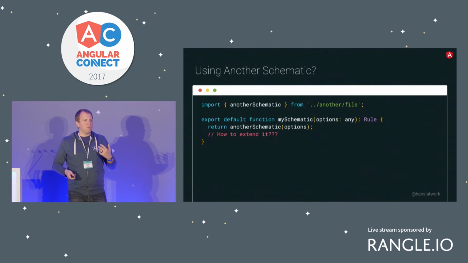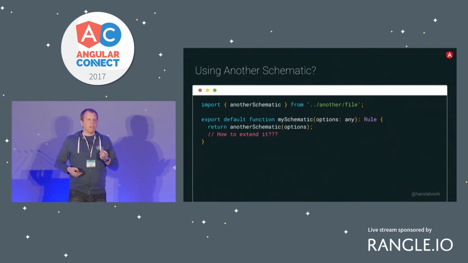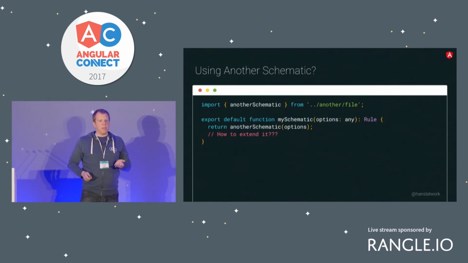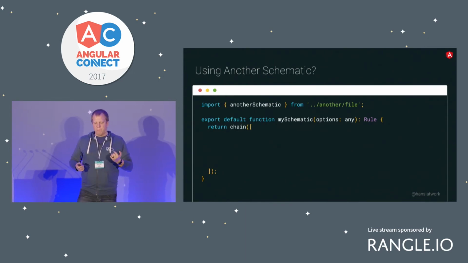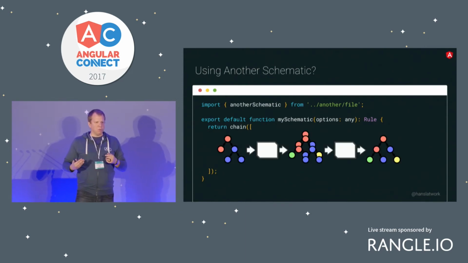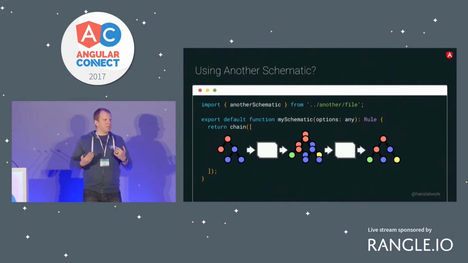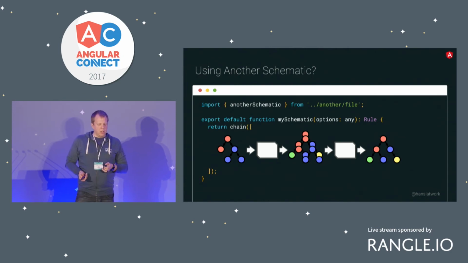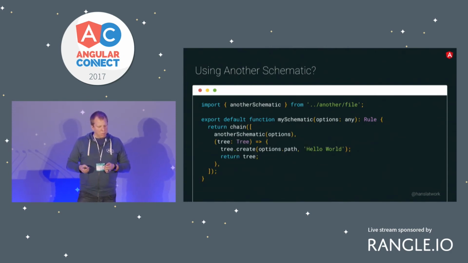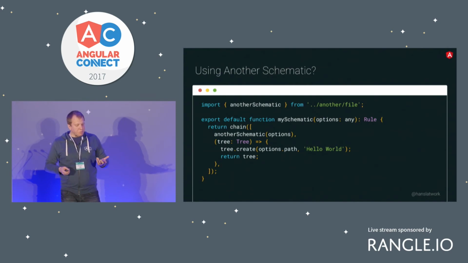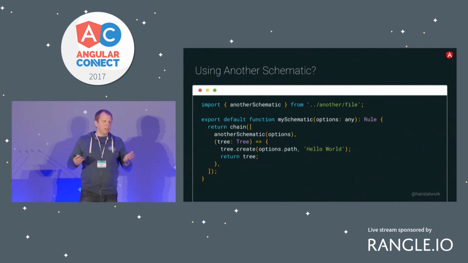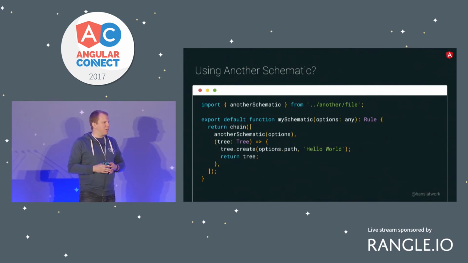But how do you extend it? Well, we provide a lot of basic rules for you that make composition and reusing really easy. For example, we provide chain, which basically chains multiple rules. And because the output of a rule is conveniently the input of another rule, we can just pipe them together, so chaining them together. And we're going to chain the other schematic with our tree.create that adds to the other schematic hello world, a file containing hello world.